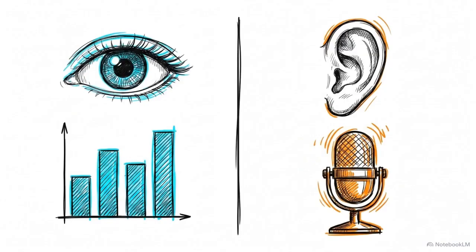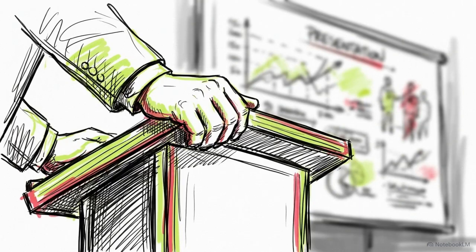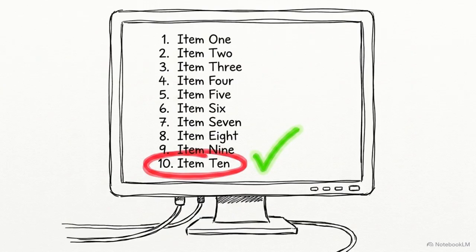Forcing the AI to separate what the audience sees from what they hear eliminates the need for you to read your own slides. You are no longer repeating the screen, you are adding to it. Once the LLM provides its output, you must audit it. Check that you have 10 distinct sections and ensure the language is clinical and direct.